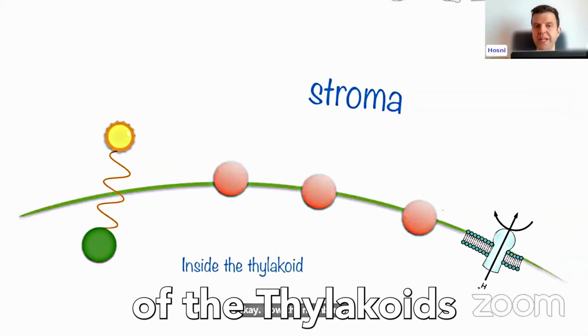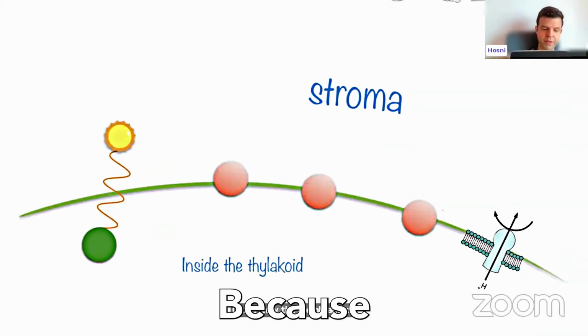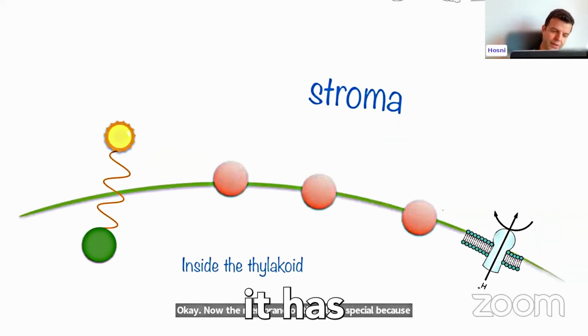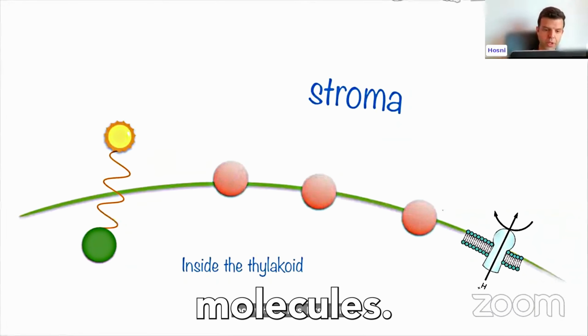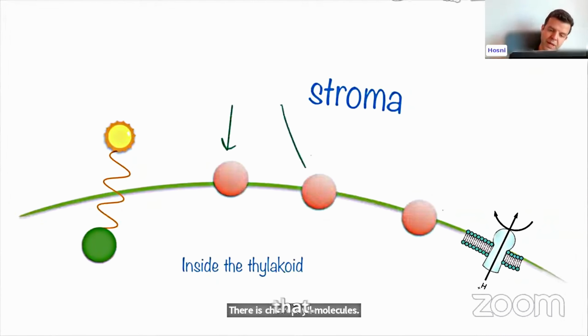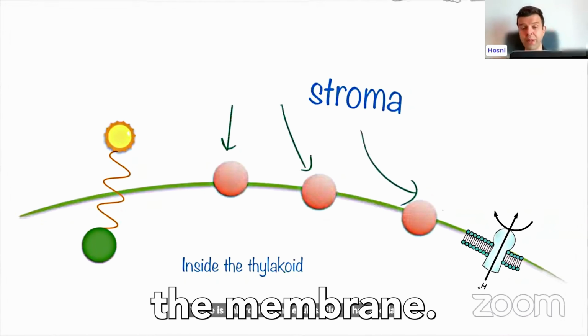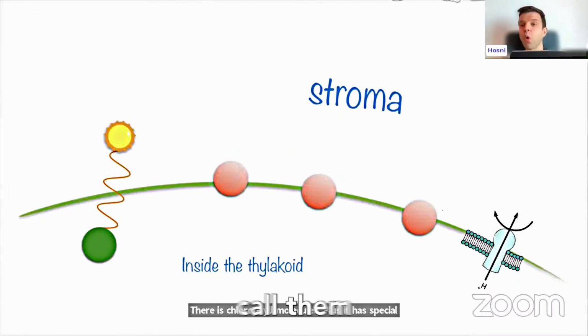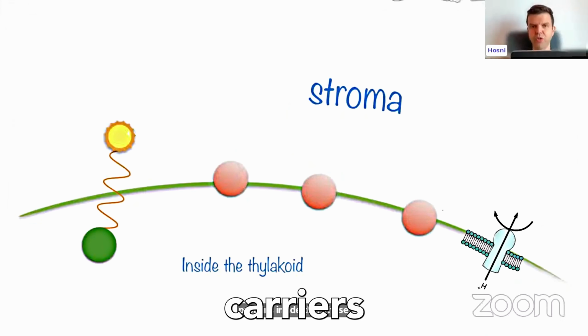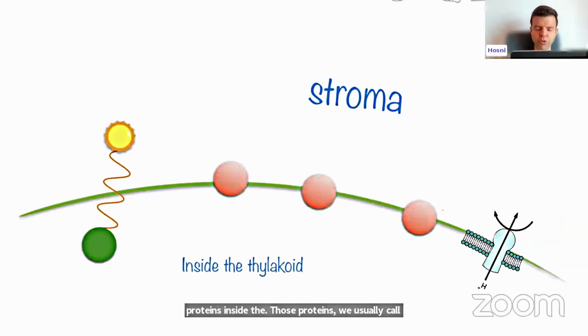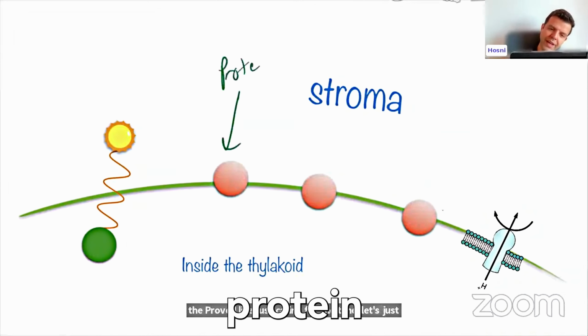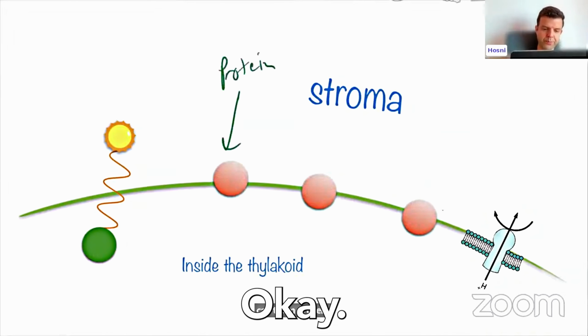Now, the membrane of the thylakoid is special because look what it has. First, it has chlorophyll molecules, plus it has special proteins inside the membrane. Those proteins, let's just call them protein carrier molecules, okay?